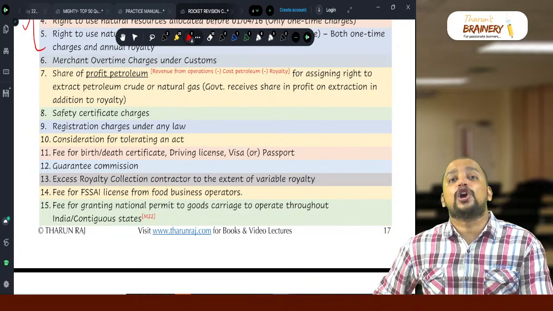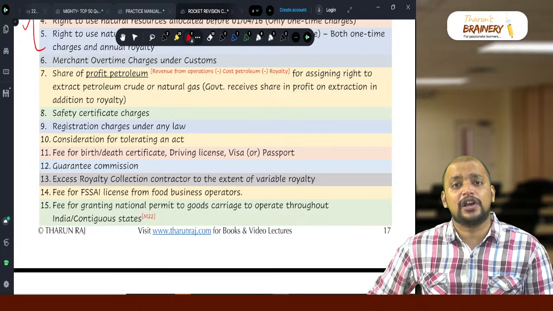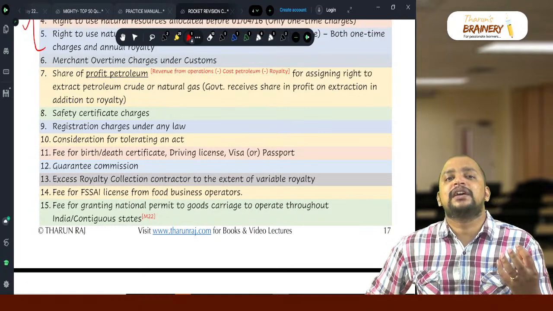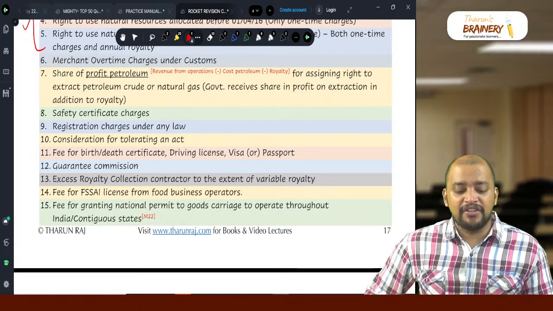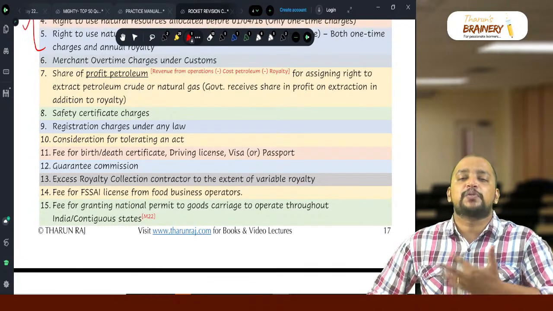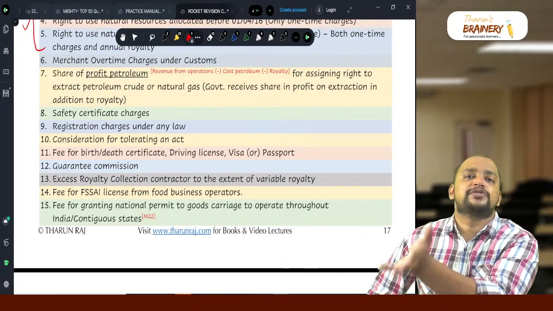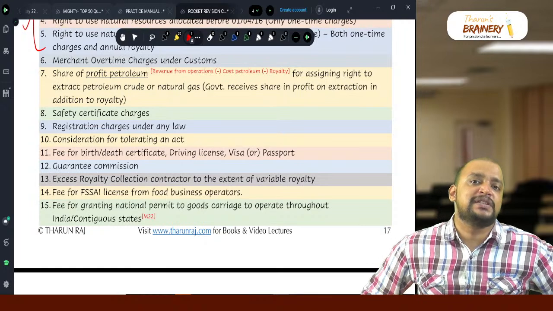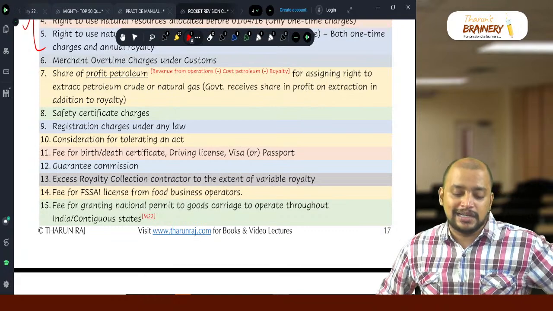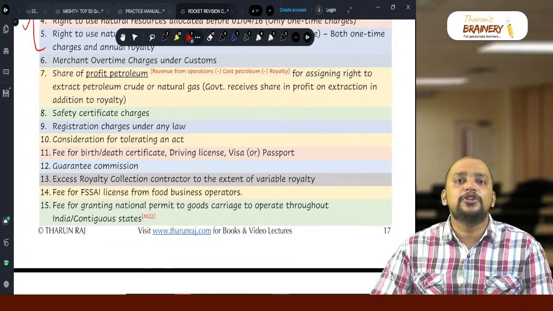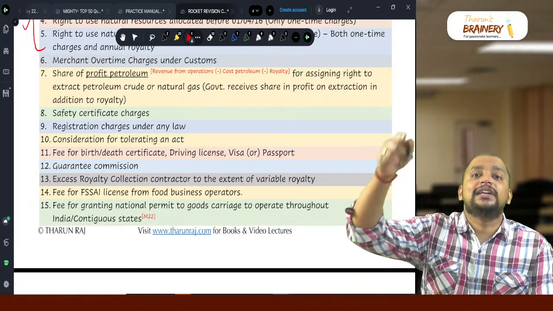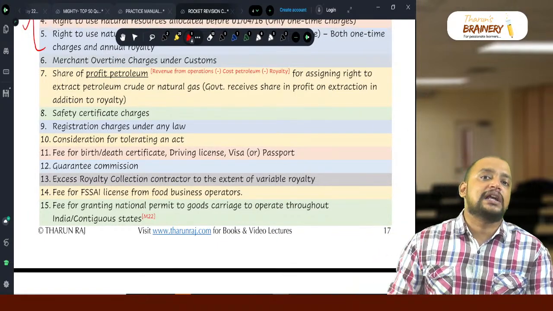Then consideration for tolerating an act. Consideration for tolerating an act means we breach the contract, so we are paying some damages to the government, so that money received by the government is exempted. So then fee for birth certificate, death certificate, driving license, visa, passport. So for these 5 certificates, this is service provided to business entity on behalf of the employees of the business entity. So therefore money is collected from the business entity for giving these certificates, that is exempted. Then guarantee commission is received by the government from PSU, public sector undertaking, as the government guarantee the loan taken by the PSU. For that reason, government receives a commission, that is exempted.